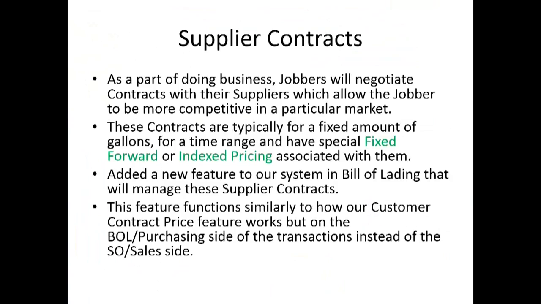Okay, thank you, Tom. So supplier contracts: as part of doing business, jobbers will negotiate contracts with their suppliers, which allow the jobber to be more competitive in a particular market. Those contracts are typically for a fixed amount of gallons, for a time range, and have special fixed forward or indexed pricing associated with them. So we added a new feature to our system in bill of lading that will manage those supplier relationships.